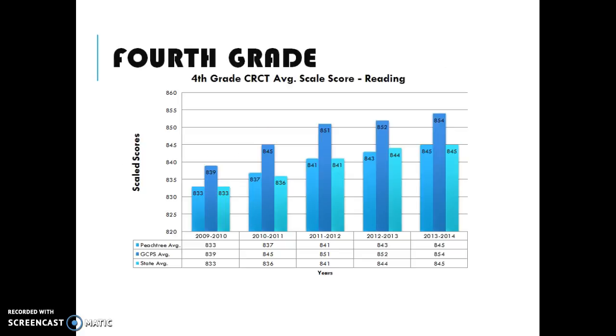Fourth grade. This is their fourth grade reading for CRCT. We're right at or above the state average. You can see that they tied the state right there. They're a little above. They tied them again. They're 1 point below, and they tied them again.